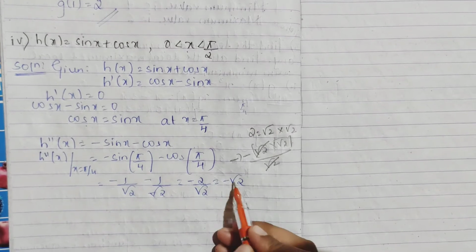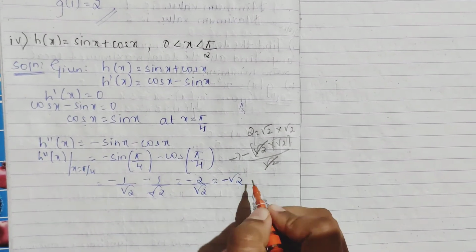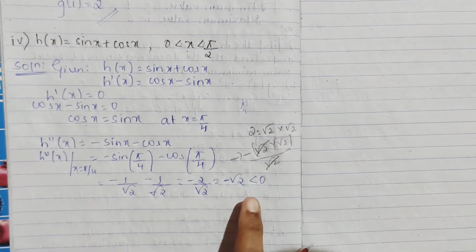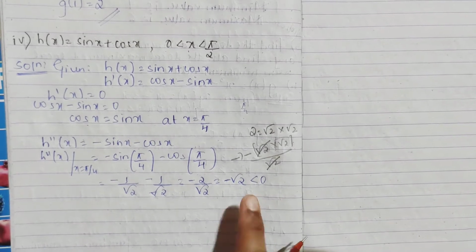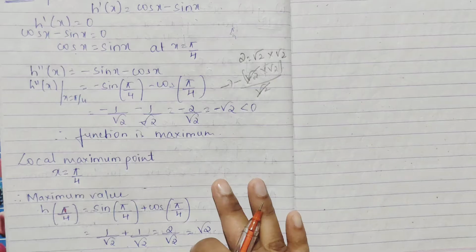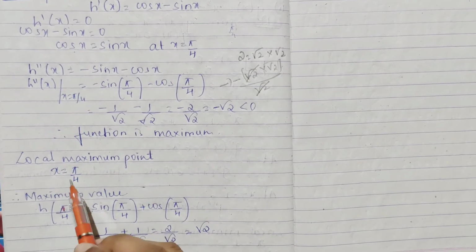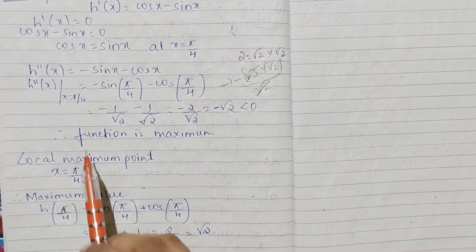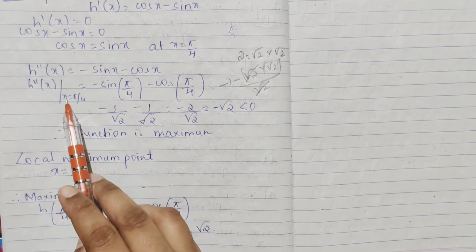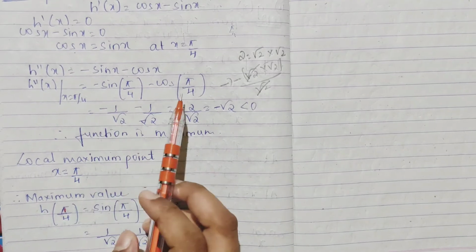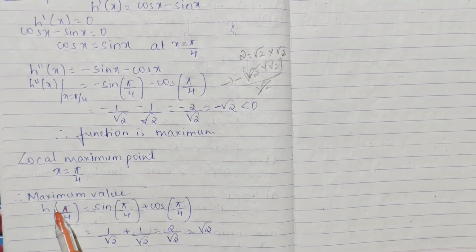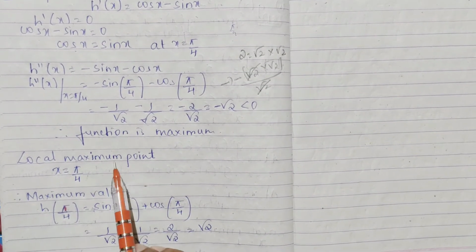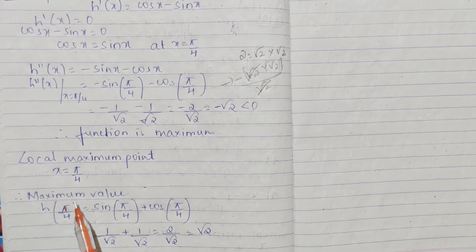So ultimately you can say it is negative. When it is negative, it means the function is maximum, right? So your local maximum point will be what? x equal to pi by 4, because at pi by 4 you are getting a maximum value. Maximum value will be what? h of pi by 4, right?